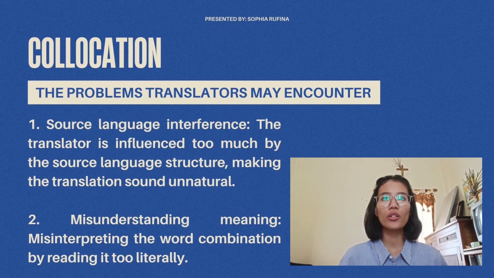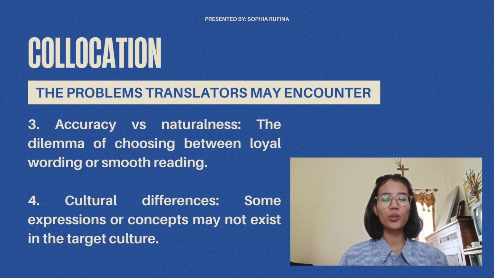Number 1 is source language interference. This happens when the translator is influenced too much by the source language structure, making the translation sound unnatural. Number 2 is misunderstanding meaning, which means misinterpreting the word combination by reading it too literally. Number 3 is accuracy versus naturalness. This is the dilemma of choosing between lawyer wording or smooth reading.